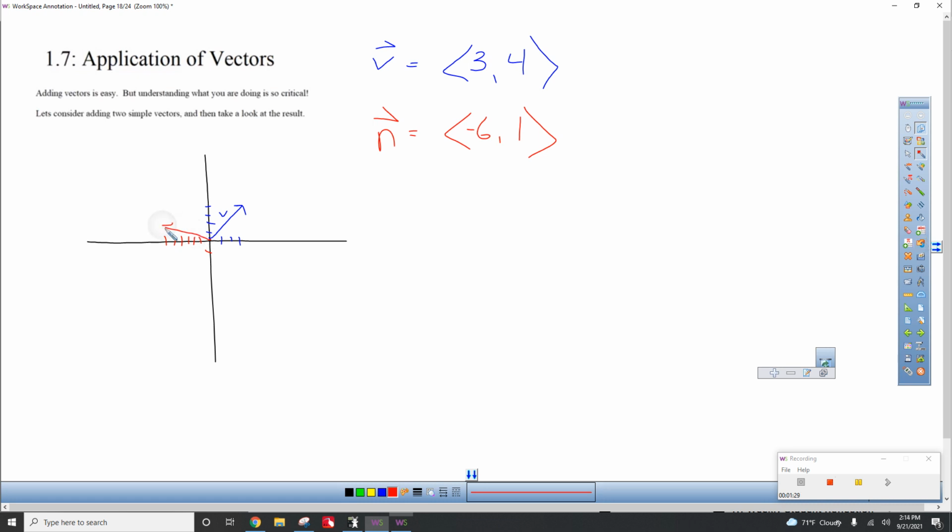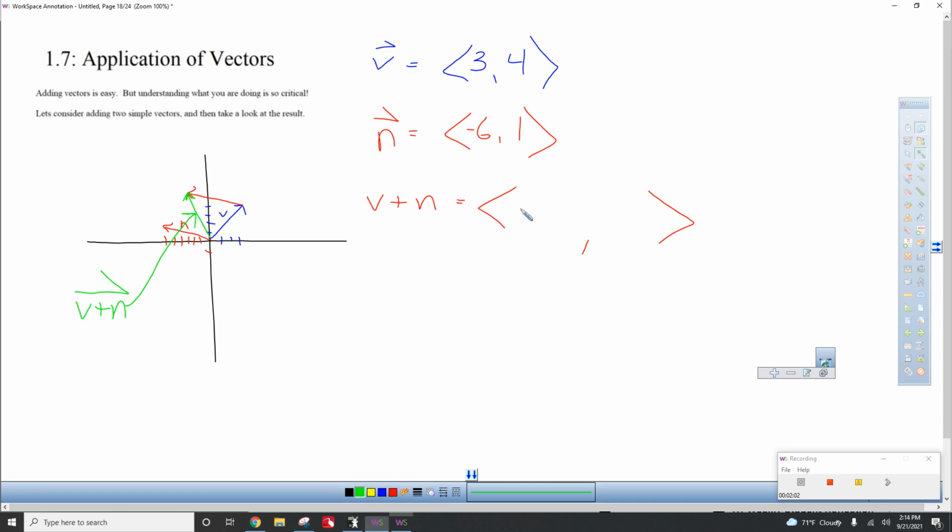Okay, so there we go. There's n. Now, V plus n. I know you know what that is. But what does it mean? Well, what if we went to the end of V and then added n to the end of that? Oh, it's starting to look like a parallelogram. Well, the destination would be right here. And I'll tell you right now, that green vector is V plus n. Watch. Let's add them and see what happens.